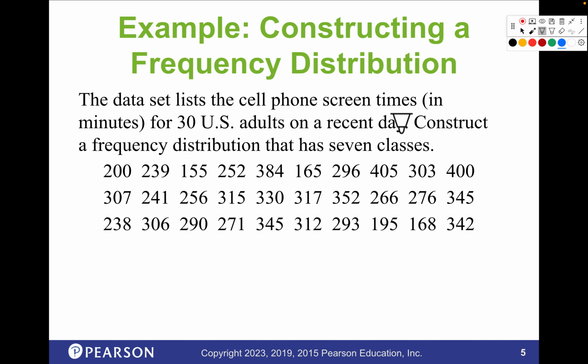But there's no hard and fast rule for how many classes you use, except I think one of them said maybe somewhere between 5 to 20. You don't want too many, otherwise it's way too busy. And you don't want too few. If you only had 2 classes, you'd get 2 bars and it might not tell you too much.